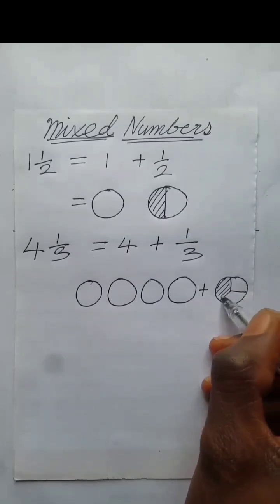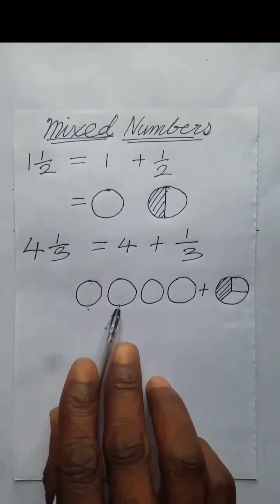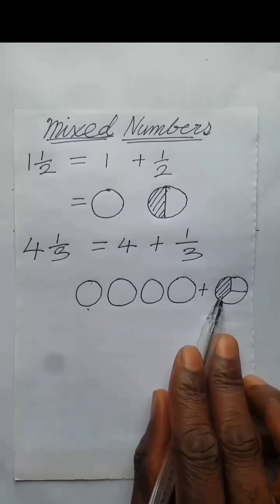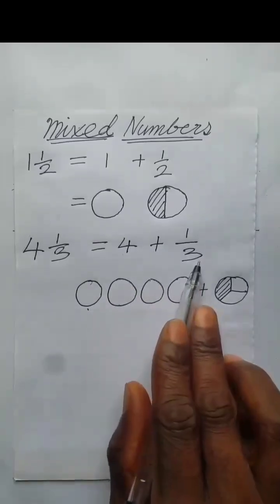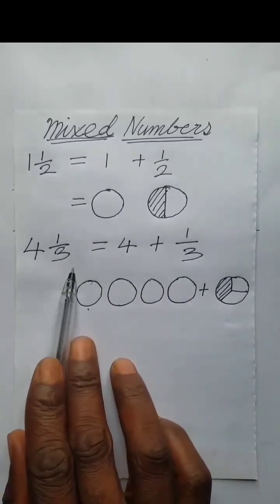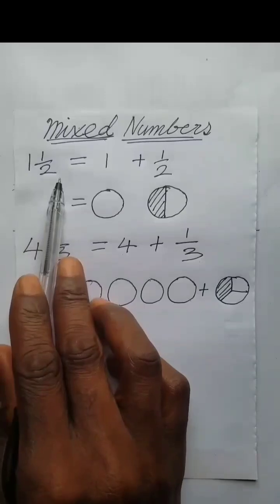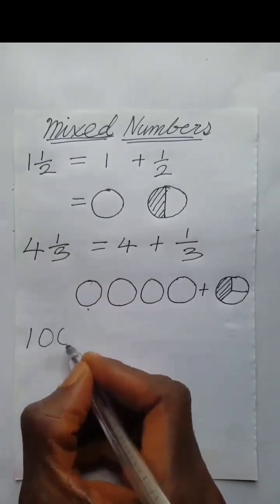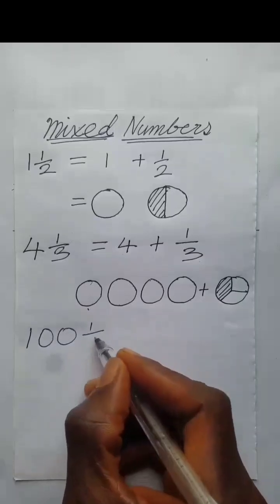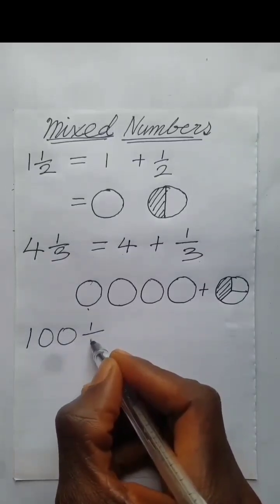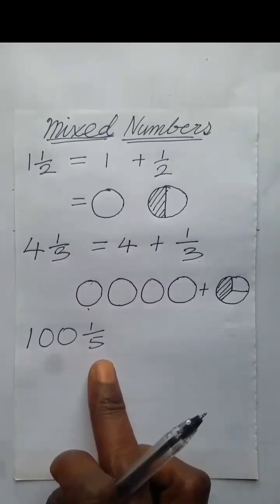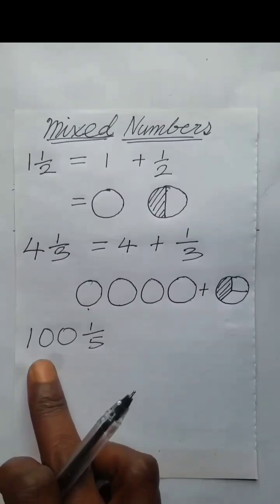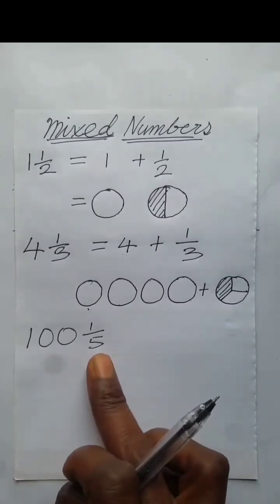This is only the part I am interested in. 1, 2, 3, 4 plus 1/3. 4 plus 1/3. This is what we call a mixed number. These are mixed numbers. Even if I have 100 1/5, that is a mixed number. A whole number part mixed with a fraction part.